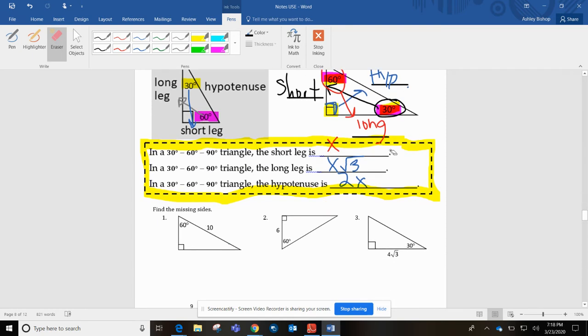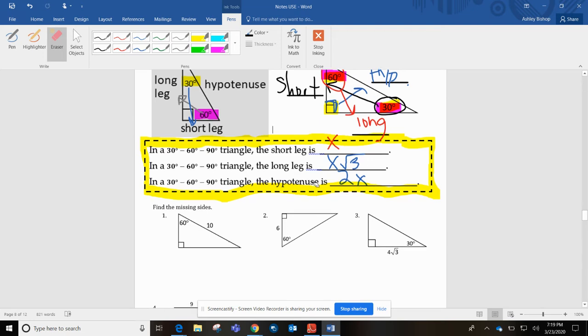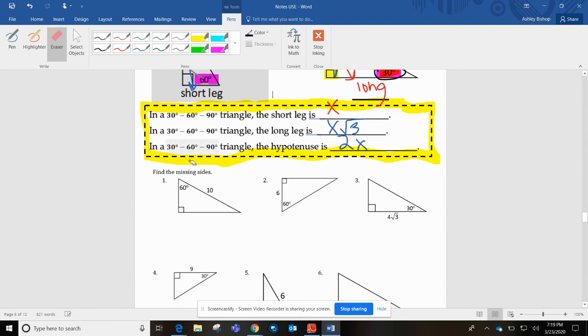Remember, everything in this highlighted box is going to be given to you on a test. So you don't need to memorize it, you just need to know how to use it. The short leg is going to be whatever x is. The long leg is going to be whatever x is times root 3. And the hypotenuse in the triangle is going to be 2 times x. And so first things first, when we have these problems, we are going to label all the sides.